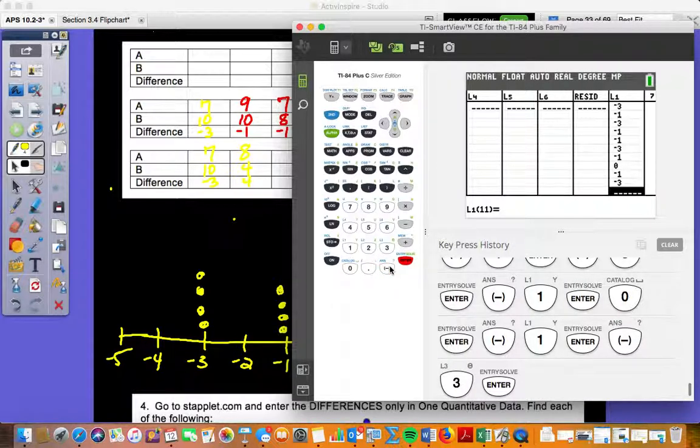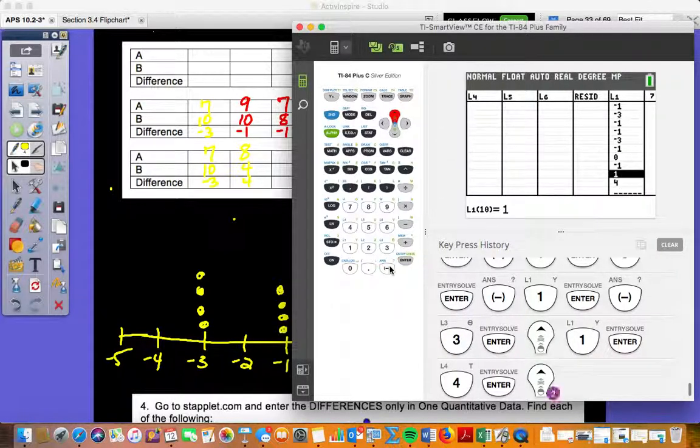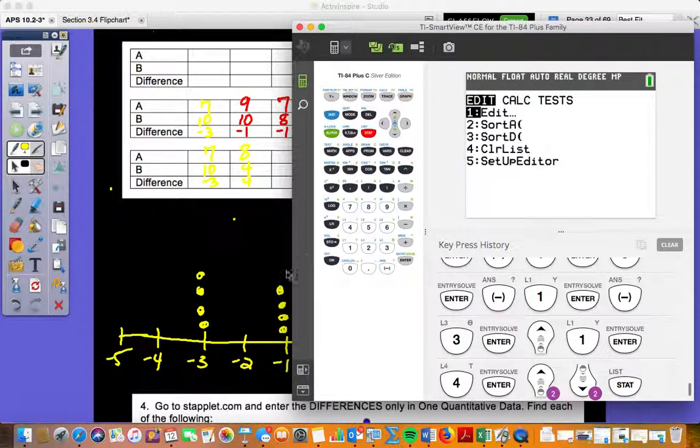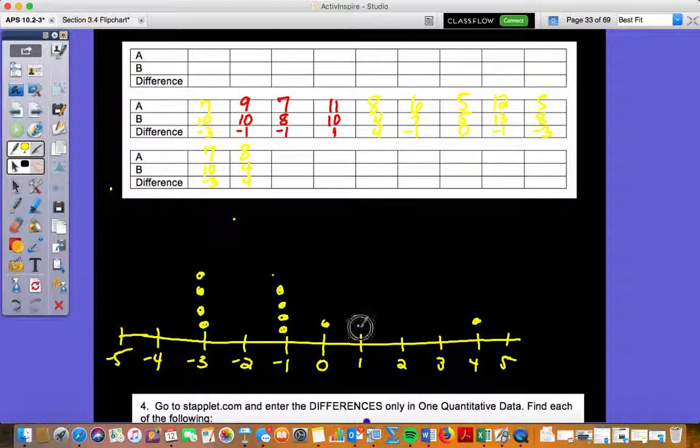Wait, there was a positive 1. Is there a positive 1? Yeah, 11 minus 10. So there is one positive. Put the 1 on the dot plot. Nobody put it on the dot plot. That's why I said there wasn't a 1. There's still 4 -1s. We just didn't put a dot on there.